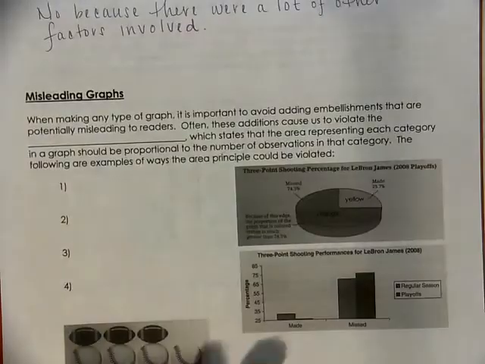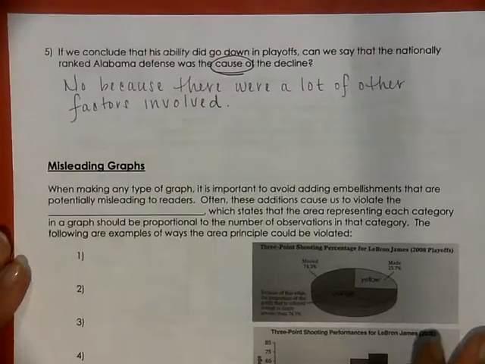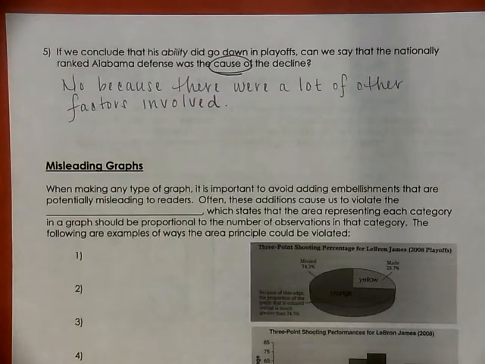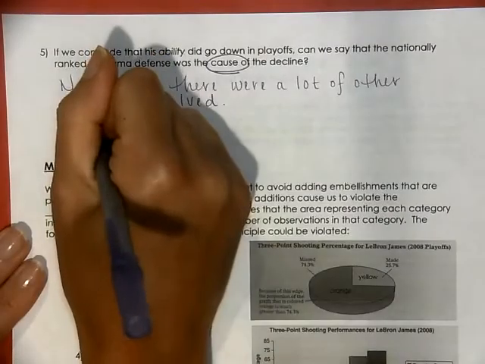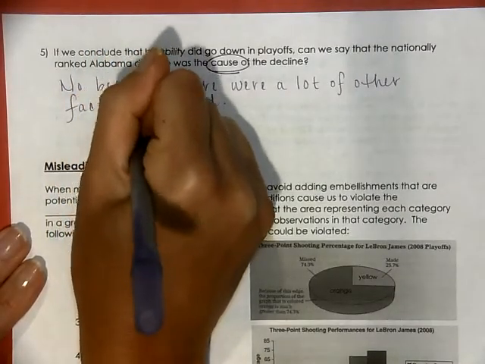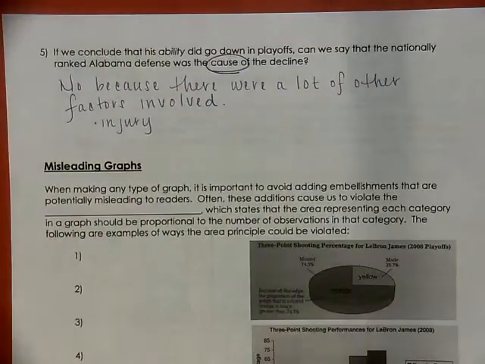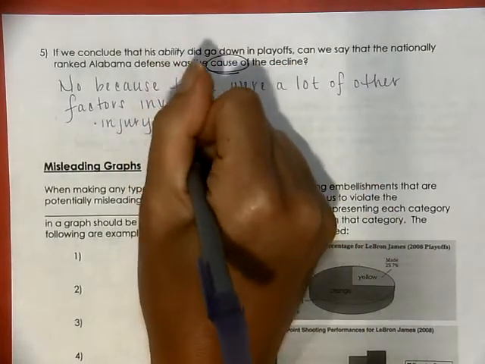And you have to understand that these factors were not controlled for. Therefore, we cannot just directly conclude this cause and effect relationship between his performance and their defense. So what am I saying could potentially be other factors here? You wouldn't have to necessarily list this, but injury. Maybe he was injured. We didn't know about an injury that caused him to do a little bit worse. Maybe he was sick.